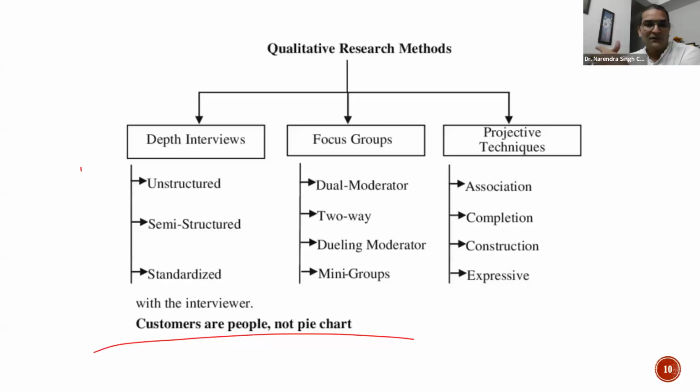All right. With interviews, you have to understand one thing: customers, or the respondents and participants, are people and not pie charts, right? So you need to be very, very careful, when you are interacting with people, about which method actually serves your research purpose. Research objectives basically design the kind of methodology you will opt for. But you also have to see whether it is feasible. The feasibility also has to be checked.